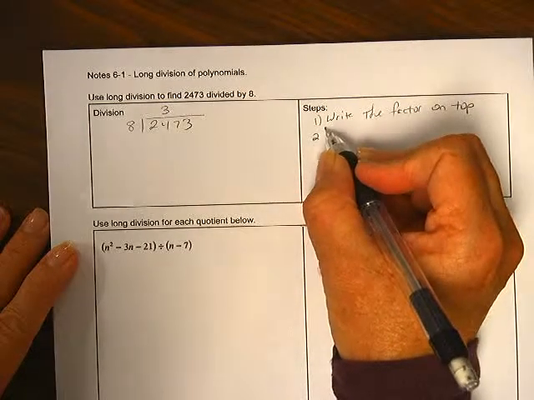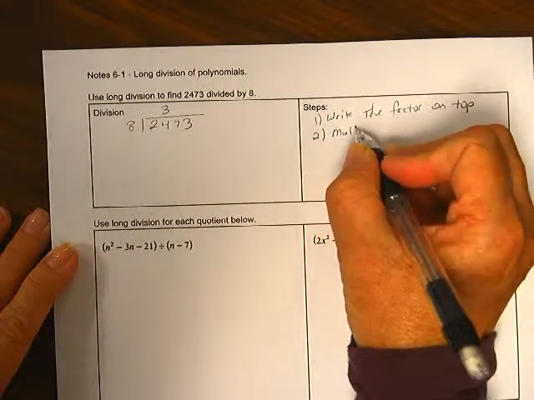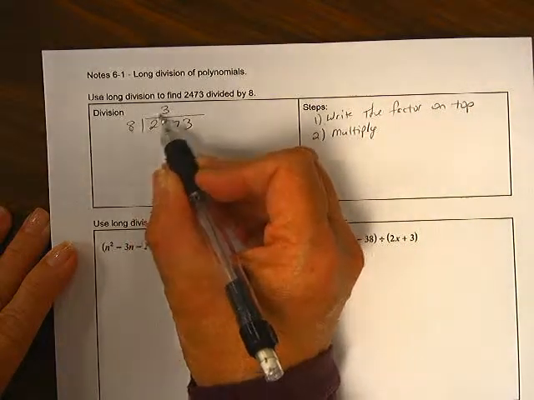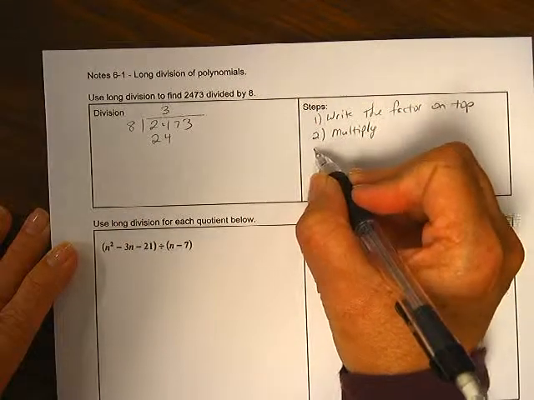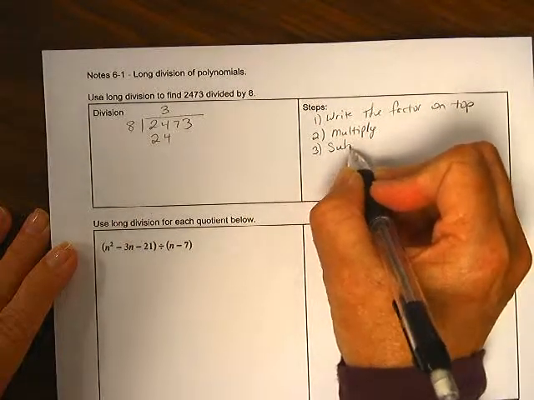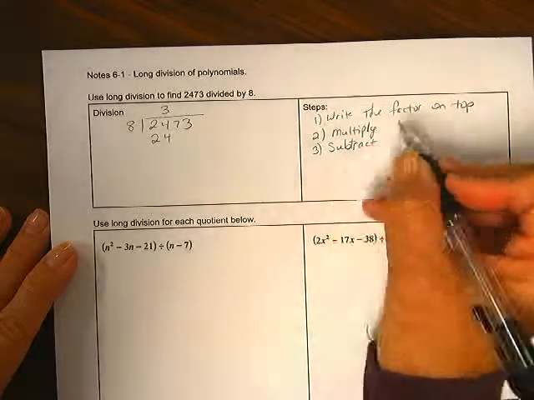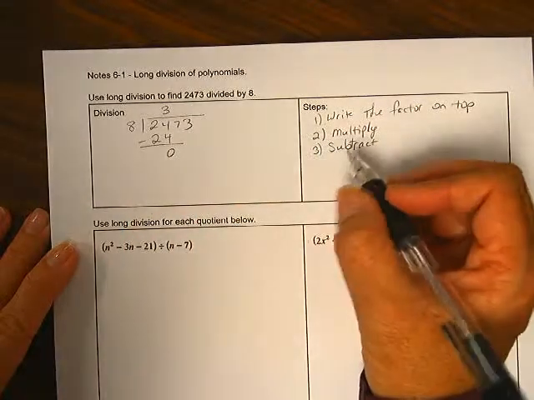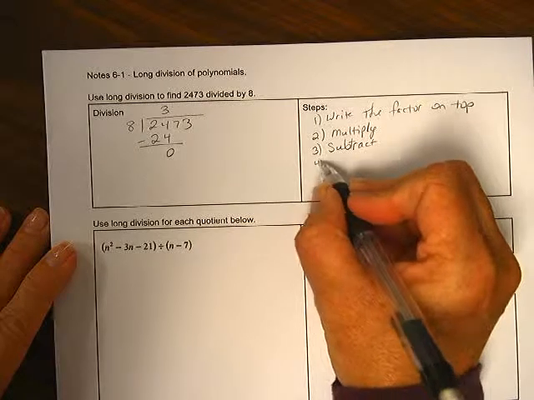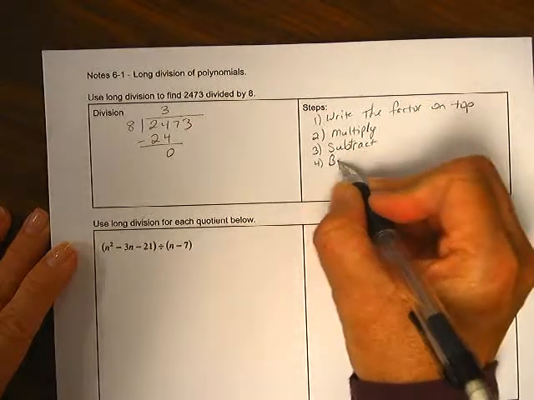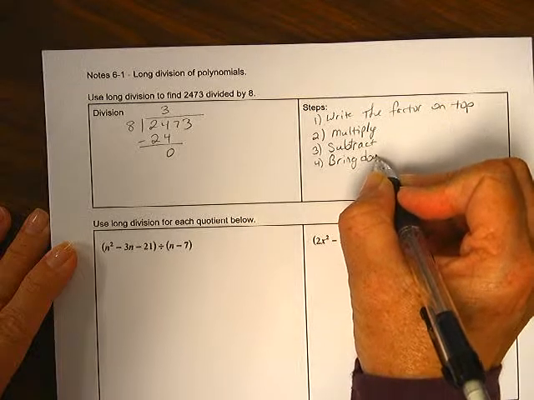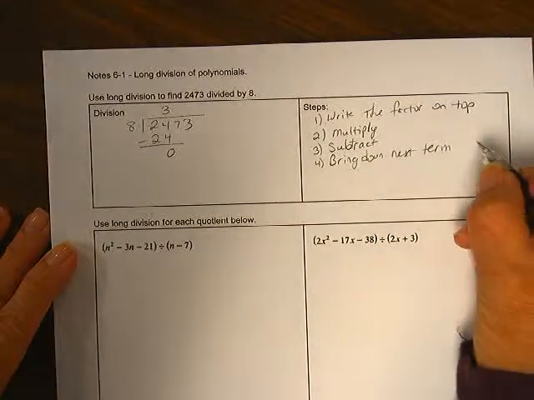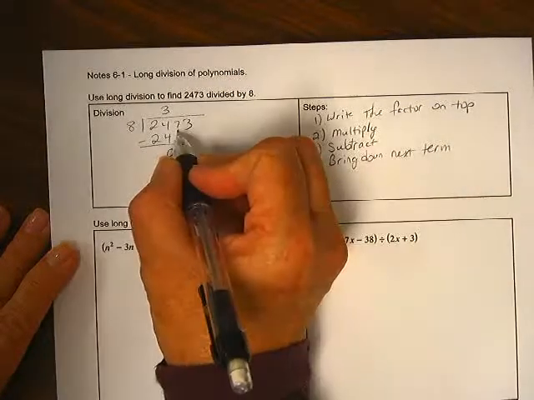Second step then, we multiply the number we put on top by what's on the left. So 3 times 8 is 24. And now we subtract it. Okay, so 24 minus 24 gives us 0. And our fourth step now is we bring down the next term. Even if it's 0, we bring it down. So make sure you remember that. We bring down anything. So we bring down the 7.